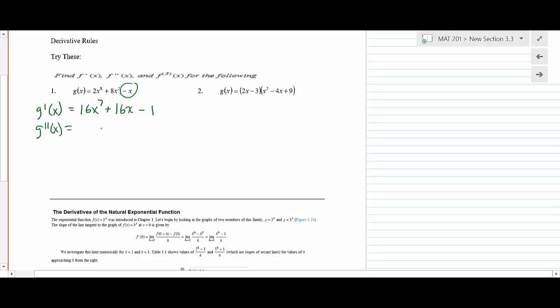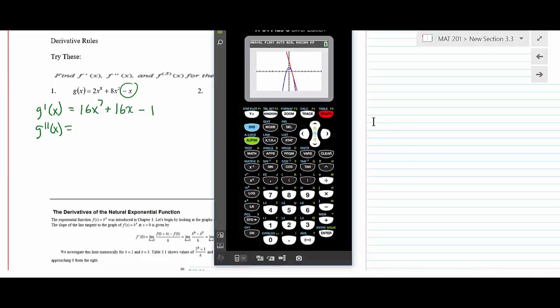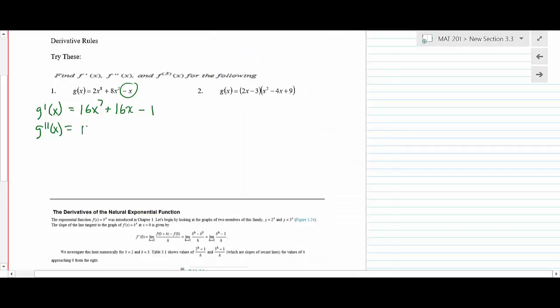Okay? 16 times 7, whatever that is, I don't know. I'll get my calculator out because I don't know. 112, that's what that is. So that's 112x to the 6th plus 16. Okay, and you can get into some pretty big numbers. So now when you do the third derivative, you'd have to do 6 times 112, that's 672, x to the 5th like that. Okay, all right.